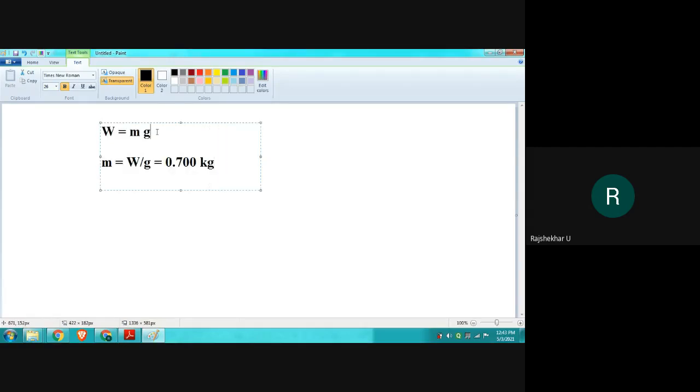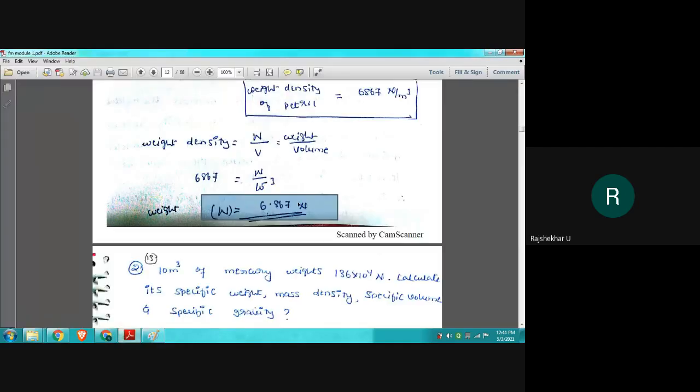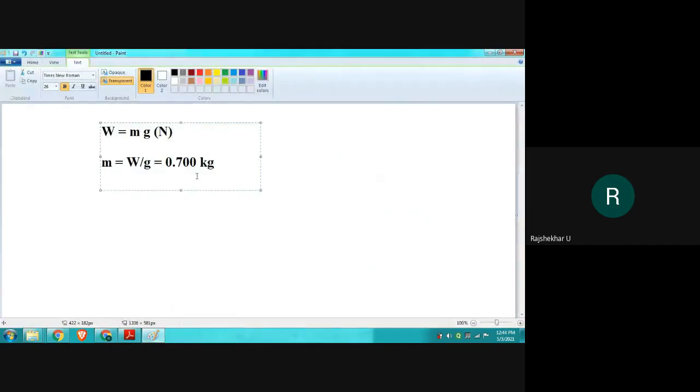Okay, so here the weight unit is Newton, and from this we can get the mass. So if you fill 1 liter of petrol, it will weigh 6.867 Newton. Its mass will be 0.7 kg. So you should know the difference between mass and weight. Now, if somebody asks your weight, we tell mass. That is the general understanding, but we should know the difference between mass and weight.